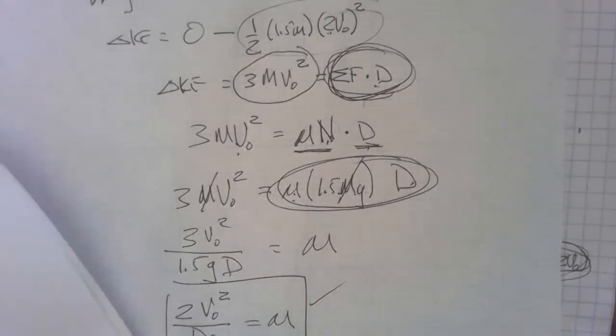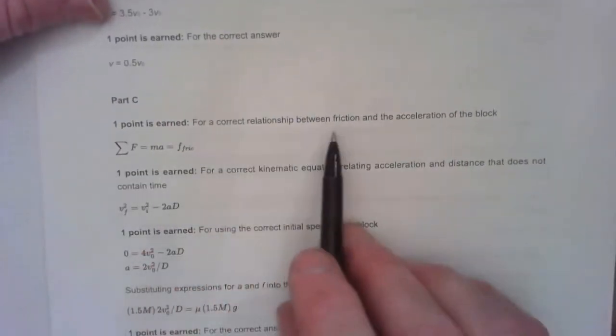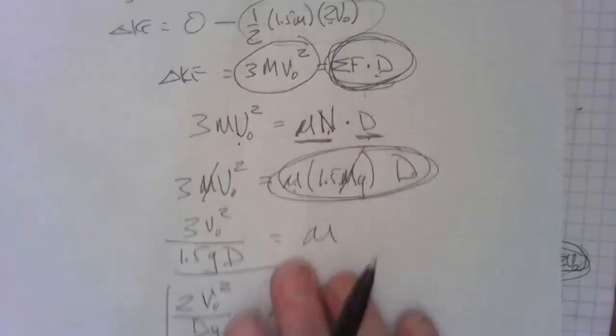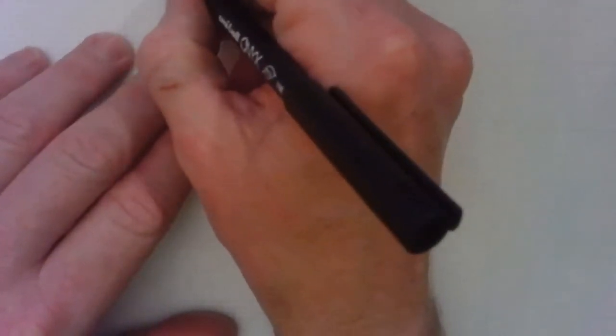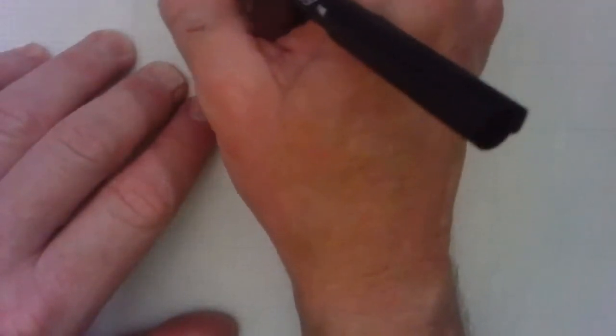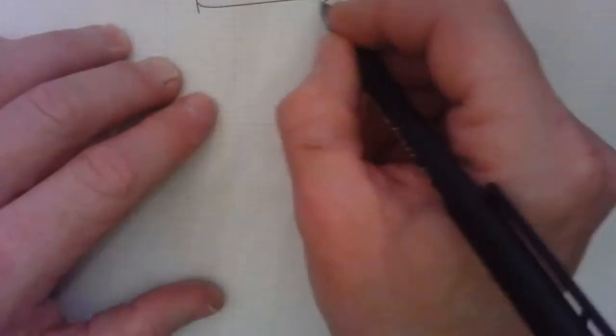So now let's look at their other approach, the non-alternate one. 1 point is earned for a correct relationship between the friction and the acceleration of the block. Okay, so they went the forces F equals ma route. In fact, let's just try it real quick and see what that would look like. So let's say we didn't take the change in kinetic energy route. We just said we have a block of 1.5 m. It's got this velocity of 2 VO. Alright, and it's going to go to 0 velocity. Still the same mass, it does it over a distance.